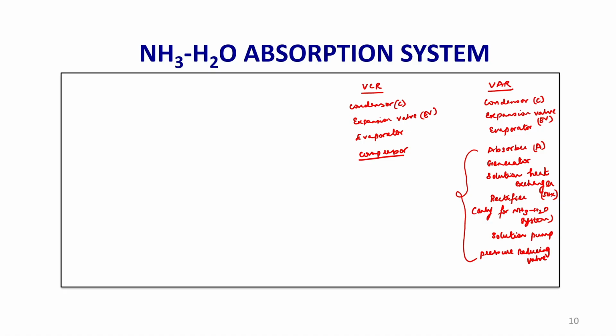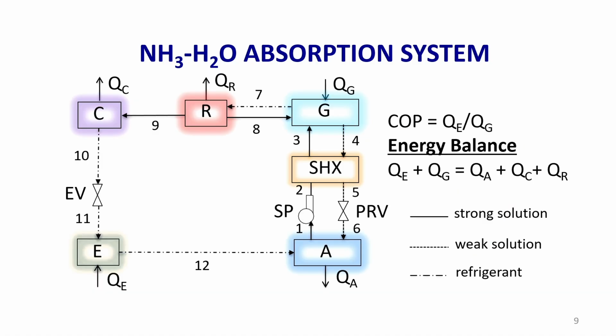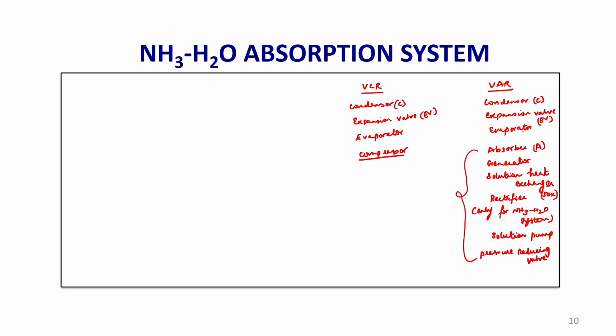Due to space constraints, I have not given the legends for these letters, which I am giving in the next slide. And this is the evaporator, and of course the compressor, because I am using letter C for condenser, CO refers to compressor. This is in the case of a vapor compression system. And A is the absorber, G is generator, SH is solution heat exchanger, rectifier is RE, otherwise you can have R also, solution pump is SP, and pressure reducing valve is PRV.